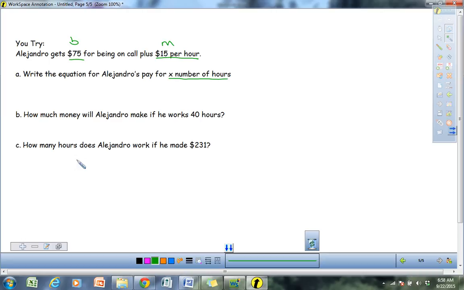How much money will Alejandro make if he works 40 hours? We know x equals number of hours, so 40 hours is going to go into x. So you should get $675. And the last one, how many hours does Alejandro work if he made $231? And it doesn't tell us what y is, but since we're looking at dollars per hour, we know that y is going to be our total pay. And you should get there 10.4 hours.